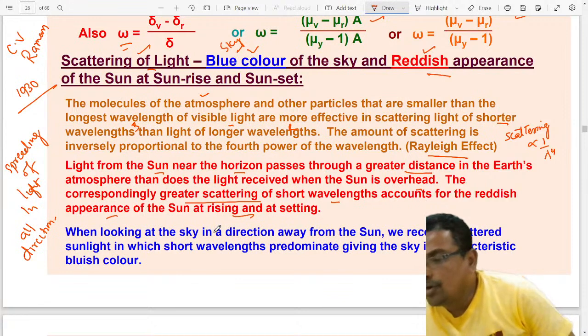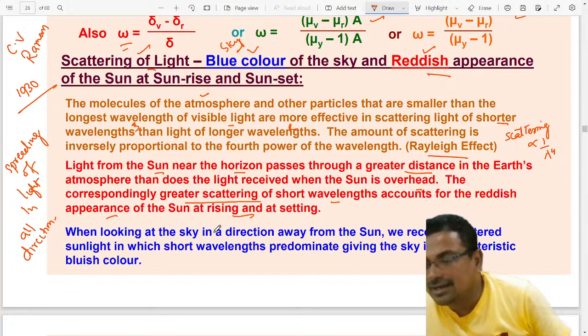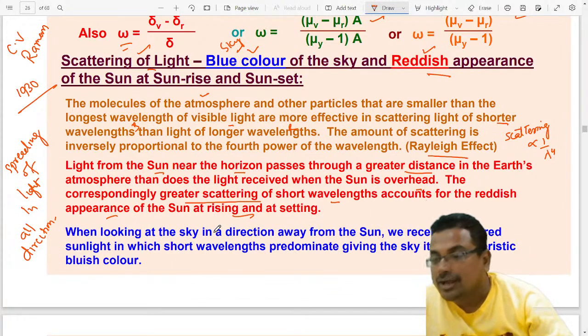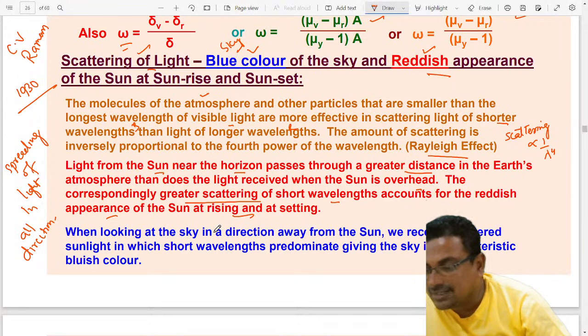Friends, you observe that in the early morning when you get up, see the sky during the sunrise and sunset, what is the color of the sun? That is red color. Because at the sunrise and sunset, the sun is near the horizon, and of the sun rays, red color is scattered less.